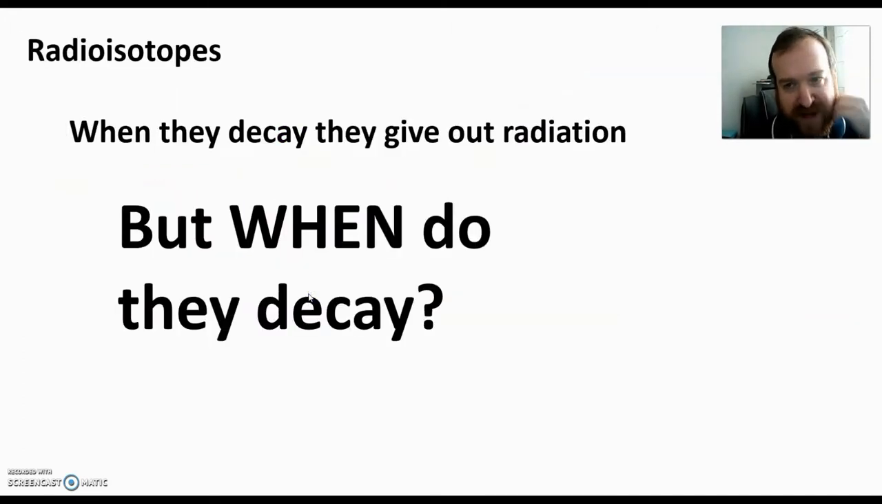Okay, so the next thing we need to think about is, so we know how to measure when radiation takes place, but when will they decay? When will it give out radiation? How quickly will that happen? And that will depend on the isotope. Some isotopes will have a greater activity than others. Okay, and the process, I think, is a little bit confusing. So we're going to do an activity to hopefully help you understand it.